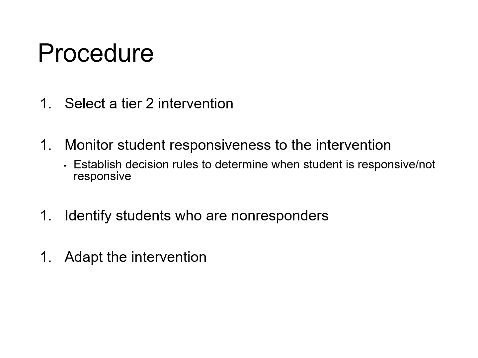The procedure for adapting a Tier 2 intervention is to first select the Tier 2 intervention that you will be implementing with a student. You then monitor student responsiveness to the intervention. The school should have established decision rules to determine when a student is responsive and when a student is not responsive. Then you will identify students who are non-responders to the Tier 2 intervention and finally make adaptations to that intervention.